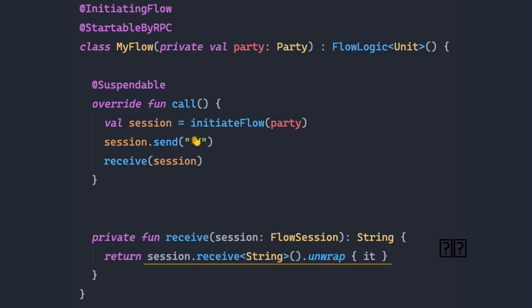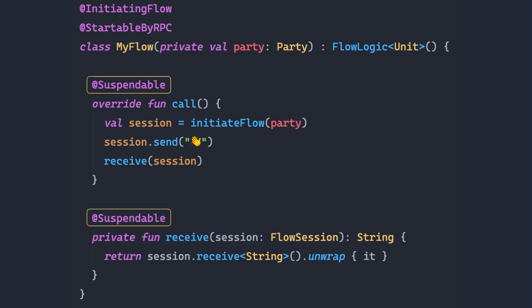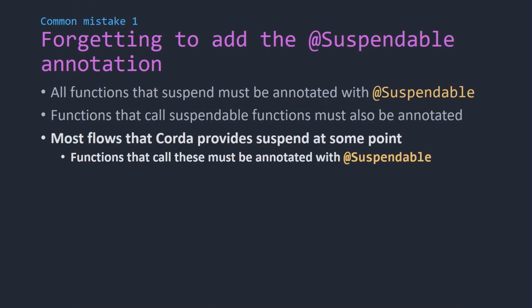We can now have a look at a quick example. We now know enough to fix this piece of code. We have call, which is delegating down to our receive function. Inside of that, there is the receive action. Remember, the receive action causes a flow to suspend. Therefore, receive must be annotated with Suspendable. And also note that call has the annotation because it's calling the now suspendable receive function.